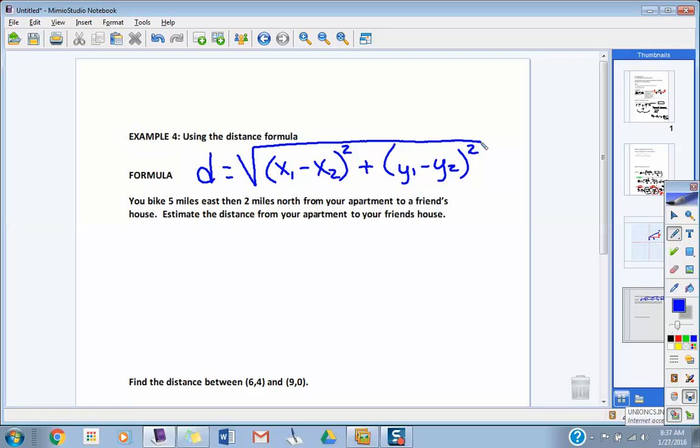All right. Here's the situation, guys. It says you've biked 5 miles to the east and then 2 miles north from your apartment to a friend's house. Estimate the distance from your apartment to your friend's house. Here's the deal. I'm going to make a drawing.